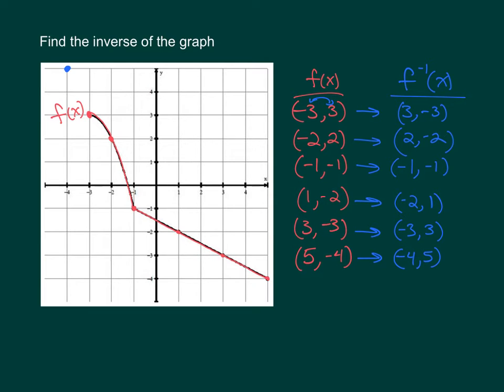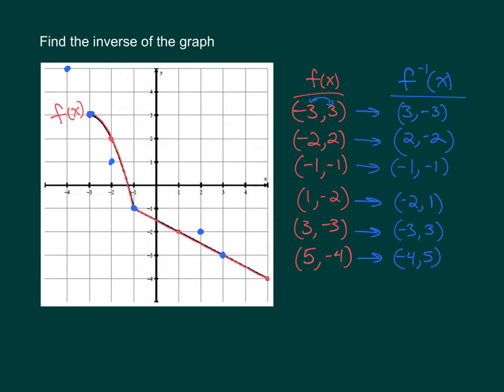We can then go to -3, 3, which is right here. Then we go to -2, 1, which is right here. And -1, -1, that's that point. 2, -2 is right here. And 3, -3 is right here.